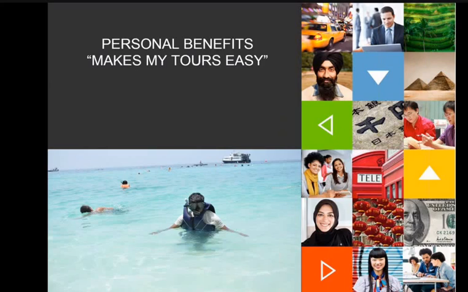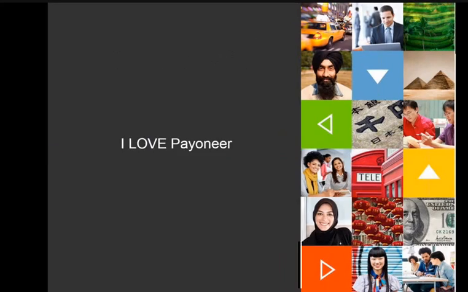And not to mention, I do all my shopping as well using the same card. Payoneer has made my tours luxurious. These are the best parts of my experience. My experience with Payoneer is really amazing. I can't express how thankful I am to Payoneer for all the love, all the support, and outstanding service. All I can say is I love Payoneer, and I'm sure you love Payoneer too.